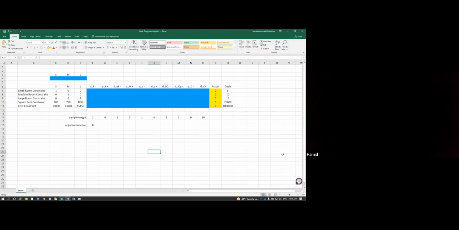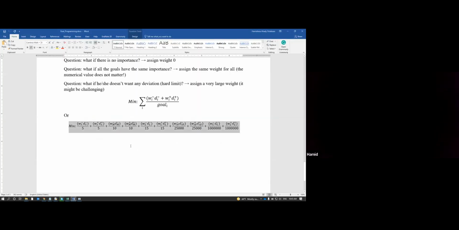By the way, I'm still using Excel for some problems because it's a skill that I want you guys to learn, and sometimes in future it might be useful for other applications. But in your final exam, you don't have to use Excel, just Lingo is enough. And Lingo is much easier, so you just type whatever you see here in Lingo and it gives you the answer.